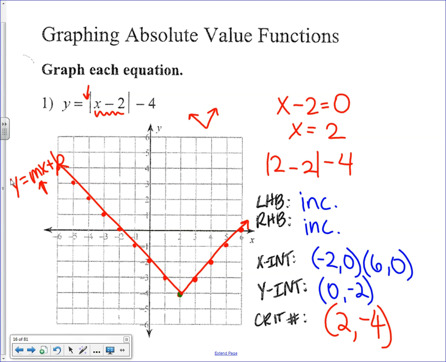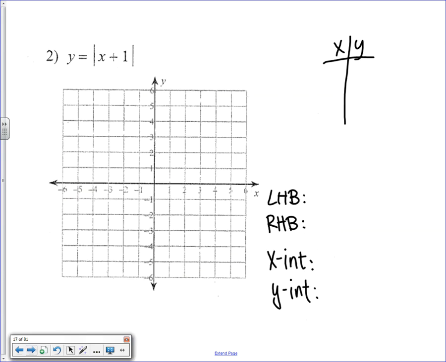How we doing, guys? Ready to do it again? Okay, let's take a look at number 2. We don't need this. Okay. Maybe. We'll see.